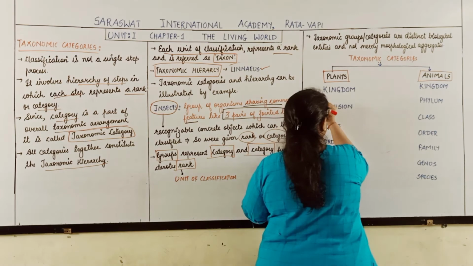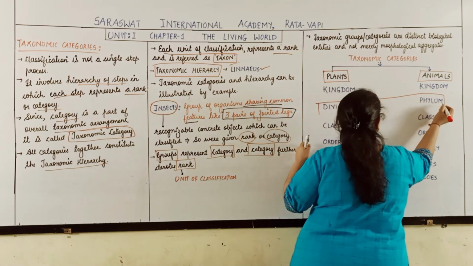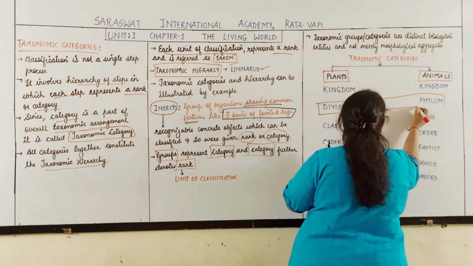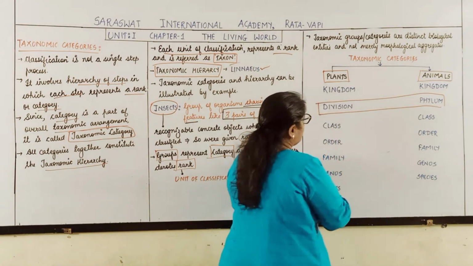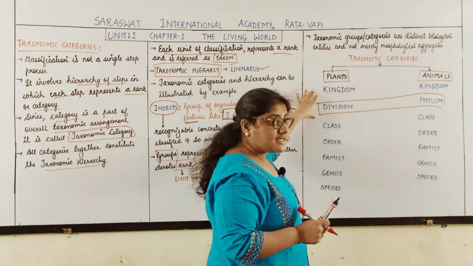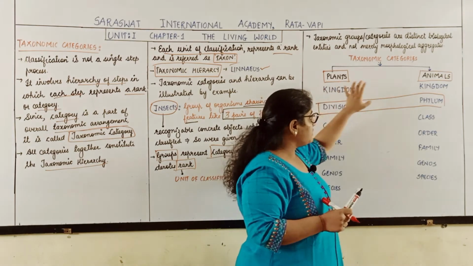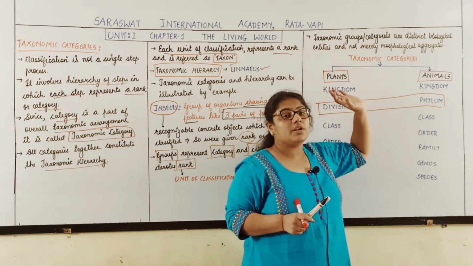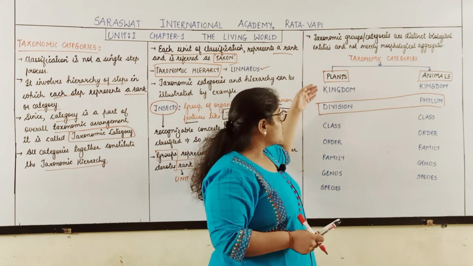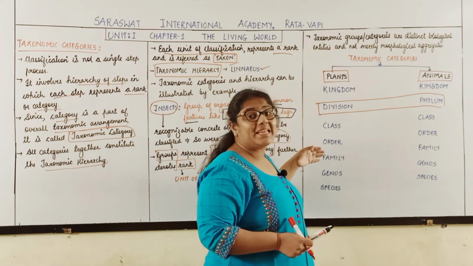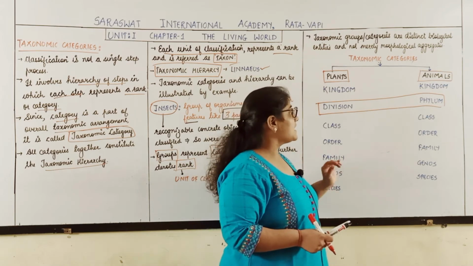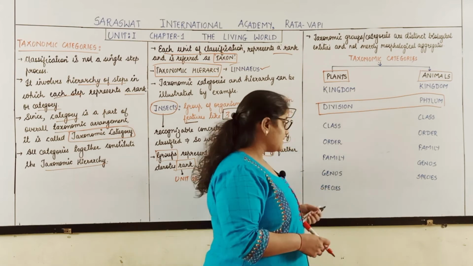Now students, here you can see the only difference lies in the second category. The second category for plants is division. This division in animals is called the phylum. So these are the 7 main taxonomic categories for plants and animals.